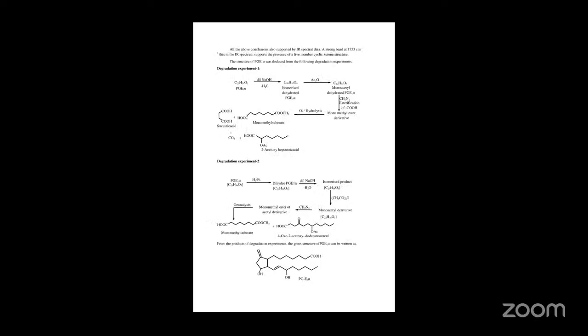Degradation one: when PG1 alpha reacts with dilute NaOH, it undergoes loss of a water molecule, then forms isomerized dehydrated PG1 alpha. This undergoes acylation in the presence of pyridine, then gives monoacyl dehydrated PG1 alpha. This undergoes esterification with diazomethane, then forms a monomethyl ester derivative.